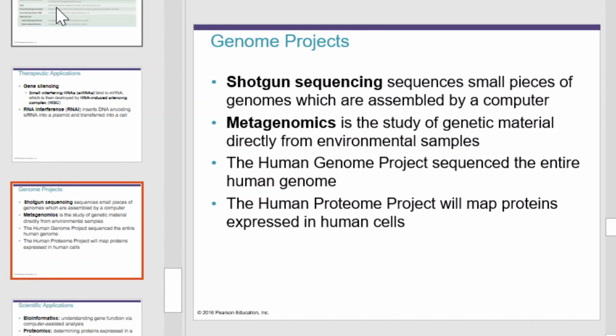Genomic projects. A number of genomic projects have been carried out for the past several decades. Shotgun sequencing sequences small pieces of genomes which are assembled by a computer. Metagenomics is the study of genetic material directly from environmental samples. The Human Genome Project is probably the most famous genome project, which sequenced the entire human genome. The Human Proteome Project maps proteins expressed in human cells.